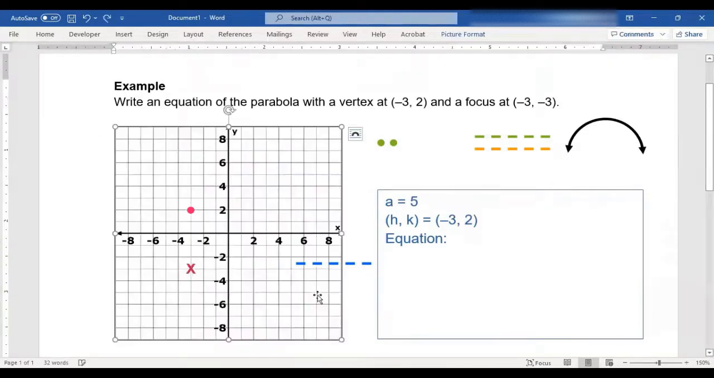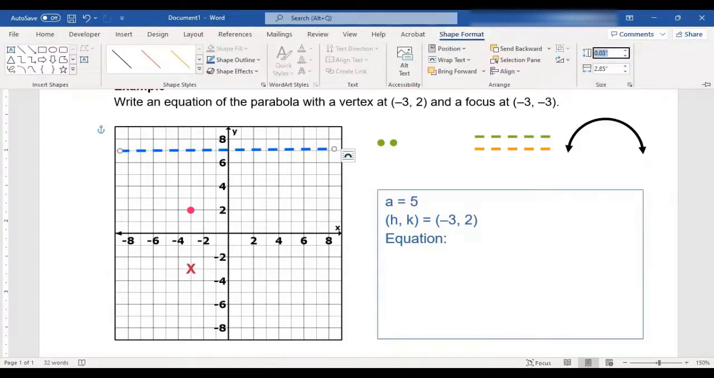Oh, golly, what did I just do? So A was 5, right? 1, 2, 3, 4, 5. Now I'm going to go up 5: 1, 2, 3, 4, 5. In this case, it's kind of like the ceiling of our parabola, and you'll see why I said that once we have it sketched. Let's make sure that's actually horizontal. Beautiful.